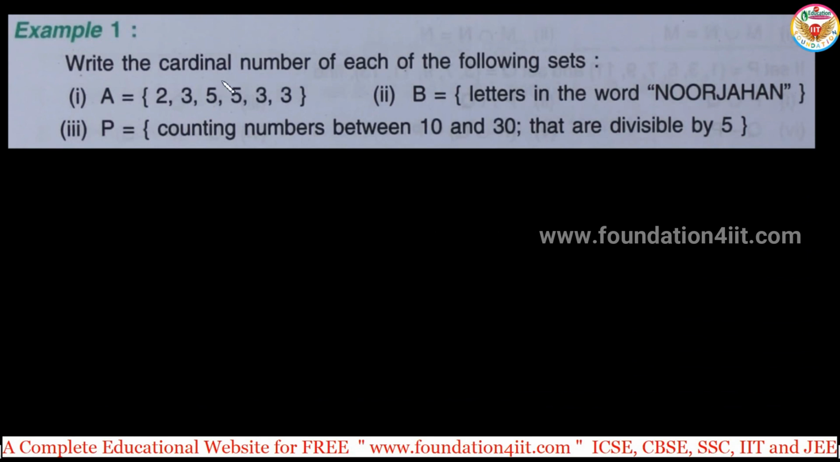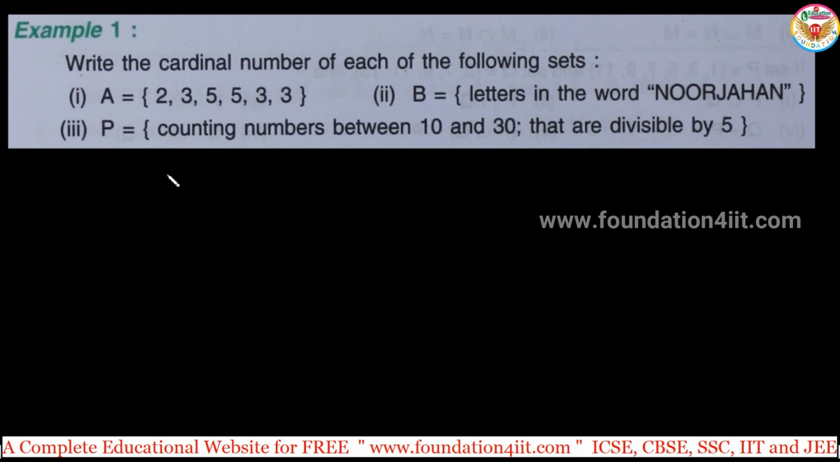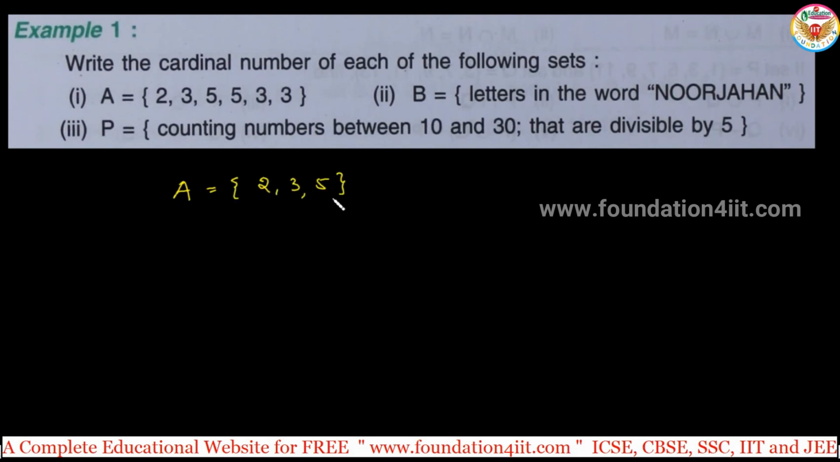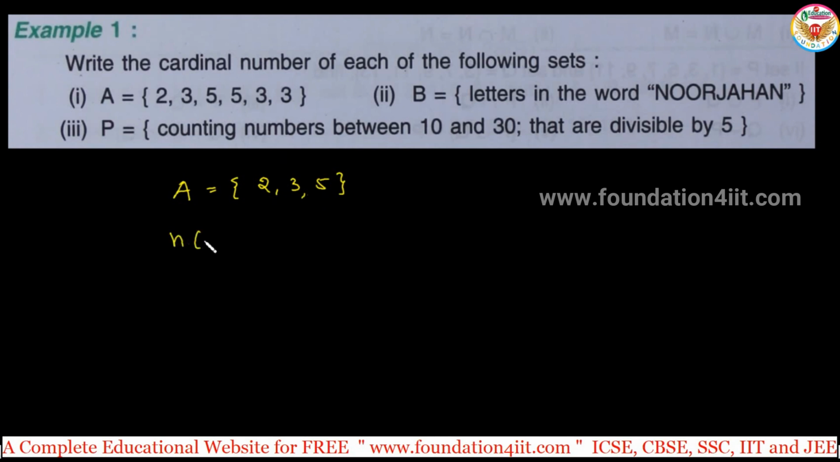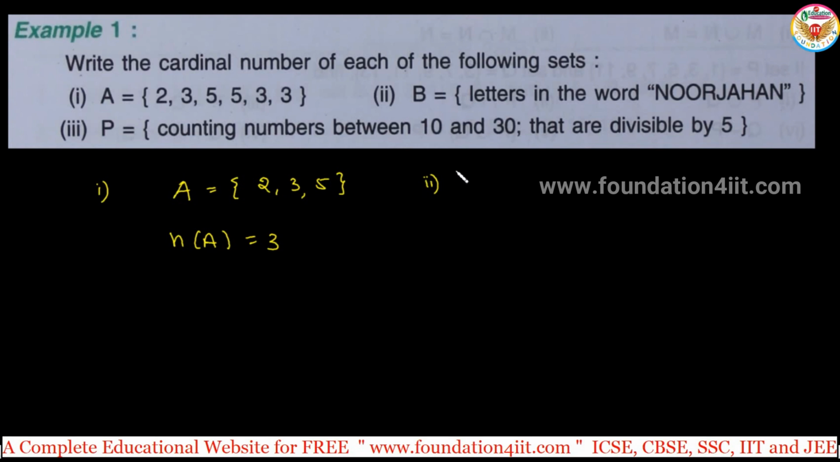The question is, write the cardinal number of each of the following sets. In this, set A is having 2, 3, 5, 5, 3, 3. That means set A we can rewrite as 2, 3, 5. 2, 3, 5, 5, 3, 3 is exactly equal to 2, 3, 5. It should not be repeated. Therefore, n of A is equal to 3. First one, it should not repeat as per the rule.